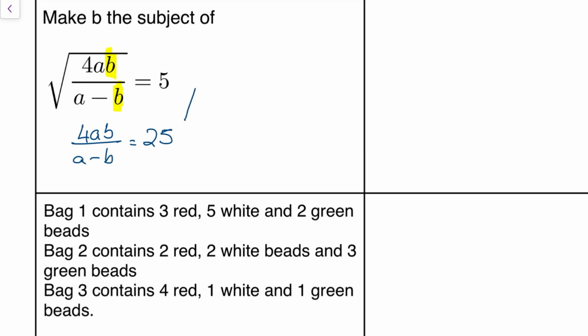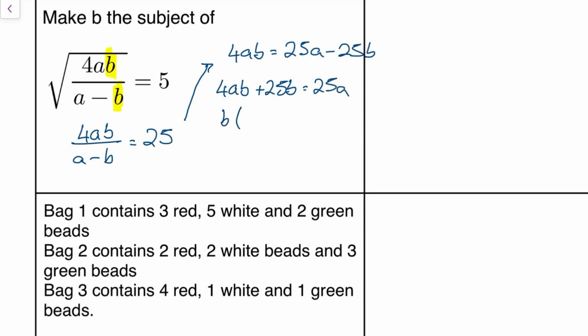That's okay. Then what I'm going to do is bring up the denominator. So therefore 4ab equals 25a minus 25b. Okay, now let's remember what I'm doing. I want to end up with b equals. So I'm going to move my b's to the other side. So I've got 4ab plus 25b is equal to 25a. Then factorize out the b, so that's going to be 4a plus 25.